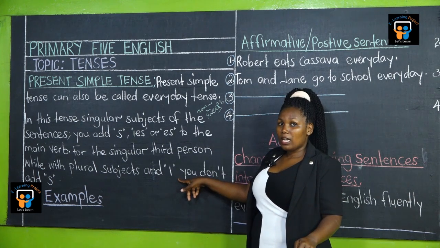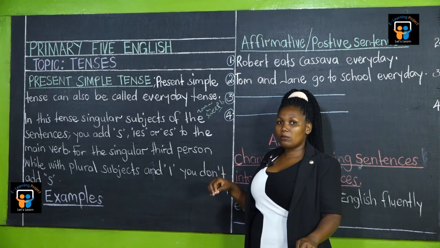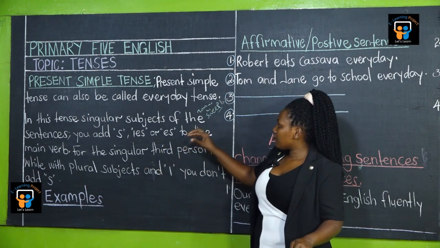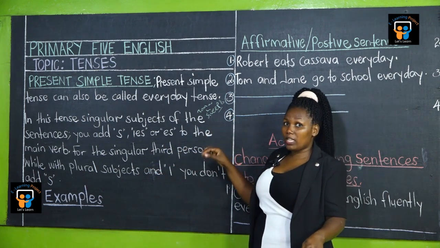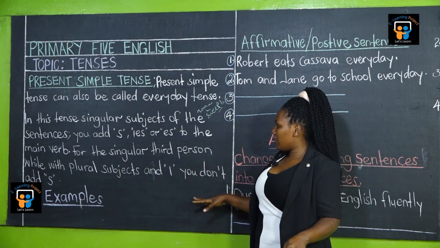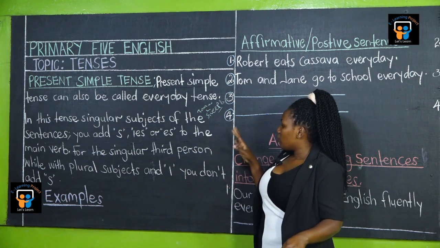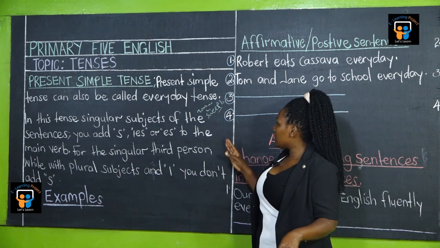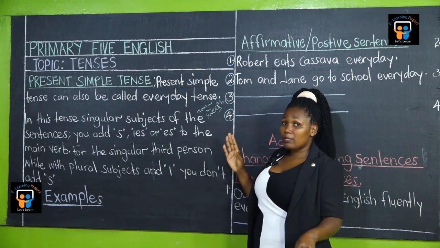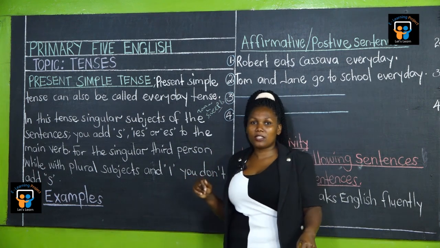Yes? I clap hands every day. You can't say I claps hands every day. That's what I'm telling you. I is also an exception to those pronouns that we add IES or ES or S to the main verb. I goes with plural subjects when it comes to changing or writing their main verbs in a sentence as far as present simple tense is concerned, or some sentences in different tenses.